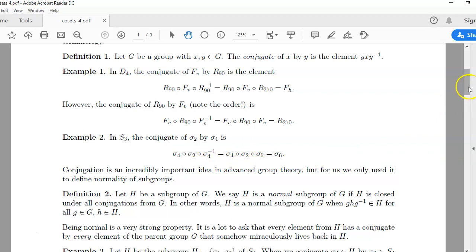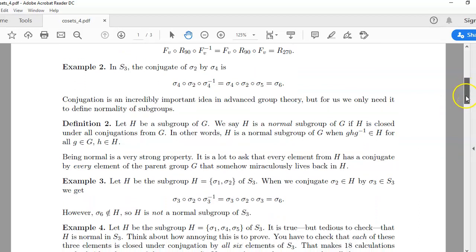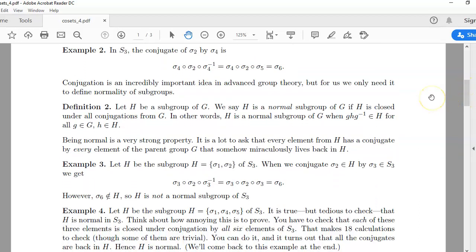Okay? So conjugation is a really important property in advanced group theory. But for us, we really only care because it helps us to define normality of subgroups. This is the key term of the day. So suppose H is any old subgroup of G. H is special. It gets promoted to being called normal. So we say H is a normal subgroup if H is itself closed under all possible conjugations from G.